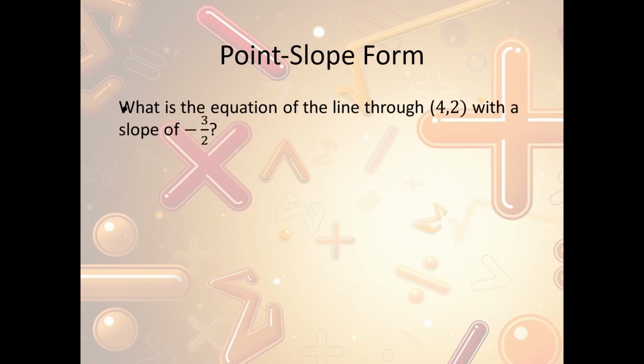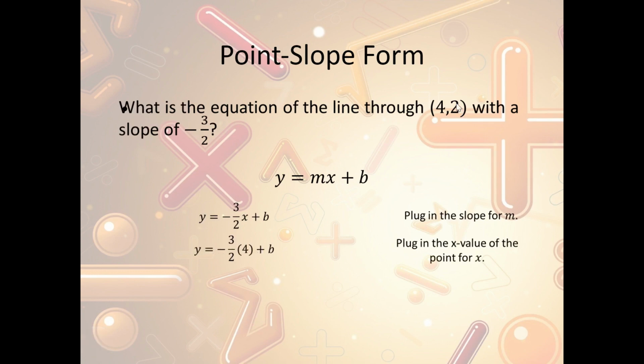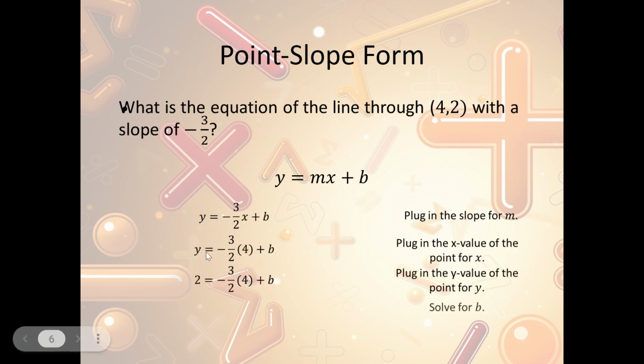Let's look at one more example. We're given a point 4, 2, and the slope of negative 3/2. So we're going to use the form y equals mx plus b, and we're going to plug in the slope for m, which is negative 3/2. So that goes there. And we're going to plug 4 in for x there. So we got y equals negative 3 halves times 4 plus b. Then we're going to plug 2 in for y, which is here. So it becomes 2 equals negative 3 halves times 4 plus b.